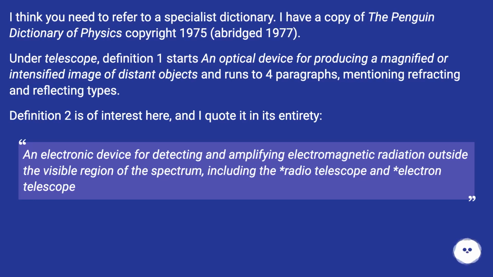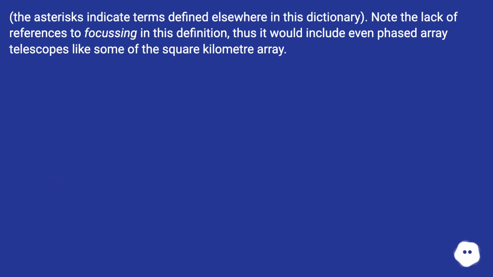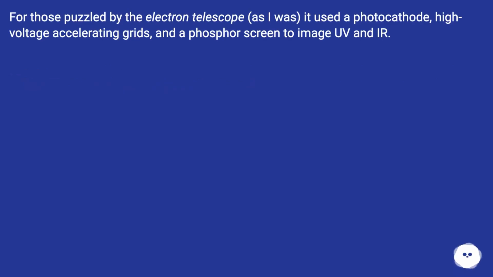An electronic device for detecting and amplifying electromagnetic radiation outside the visible region of the spectrum, including the * radio telescope and * electron telescope. The asterisks indicate terms defined elsewhere in this dictionary. Note the lack of references to focusing in this definition, thus it would include even phase array telescopes like some of the square kilometer array. For those puzzled by the electron telescope, as I was, it used a photocathode, high voltage accelerating grids, and a phosphor screen to image UV and IR.